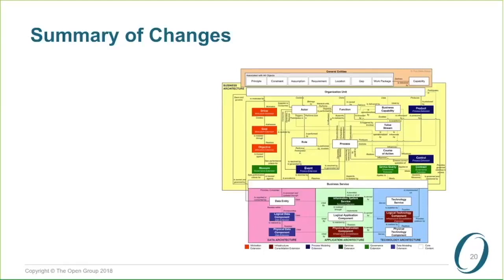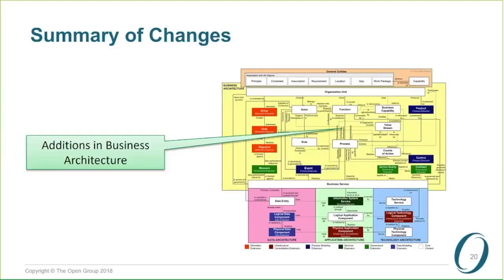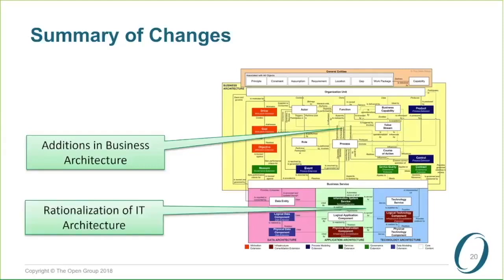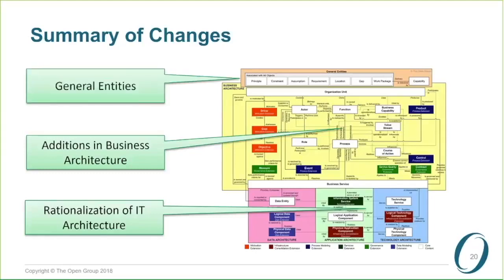The major changes that have gone into version 9.2. I've already shown you the version of this for business architecture, so we've put in additions to support the new material in business architecture. We've rationalized the IT architecture. And we've made some changes to the box at the top. So let's start with the box at the top.